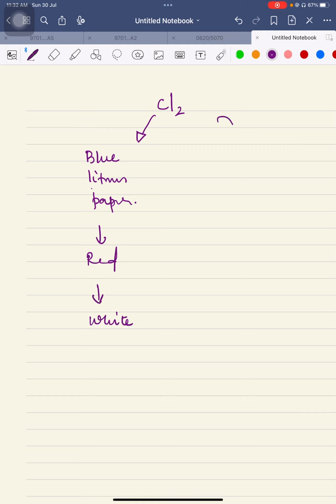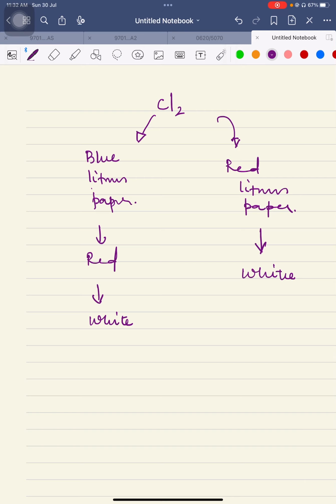Okay, and here it is the chlorine, and it is on the red litmus paper. This is an answer to one of the past paper questions. And this red litmus paper will be turned to white. So what is the question? Which gas is changing the color of both red and blue litmus paper? This is chlorine, which is changing the color of both red and blue litmus papers. Why is it changing the color of the blue litmus paper? Because it is an acidic gas. And why is it changing the color of the red litmus paper? Because it is bleaching in nature.